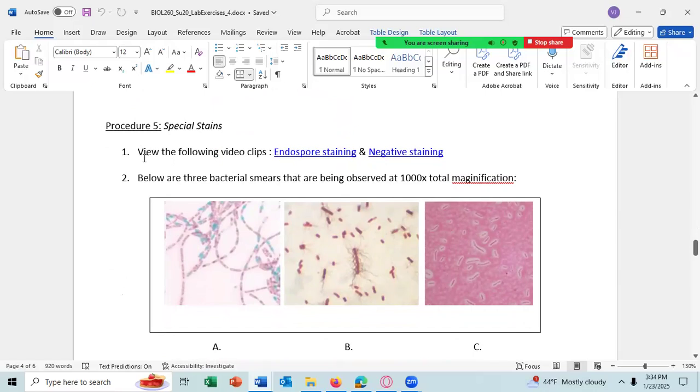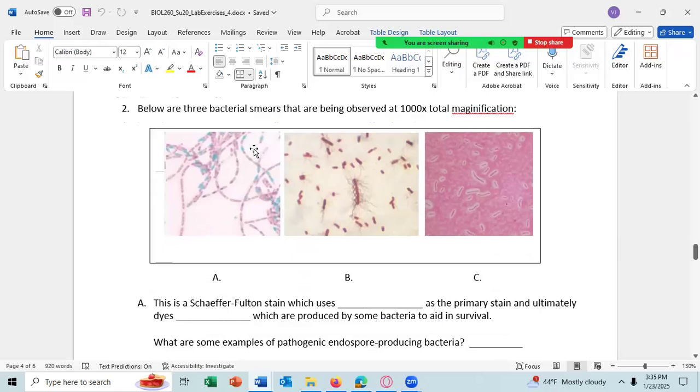Procedure 5, the special stains. View the following clips. We have a clip of making an endospore stain, and we have a clip for a negative stain to highlight the capsule. Below are 3 bacterial smears that are being observed at 1,000 times total magnification. And you have to sort of figure out what stain was used on 5-2A, 5B, and then 5C, and then answer the question.